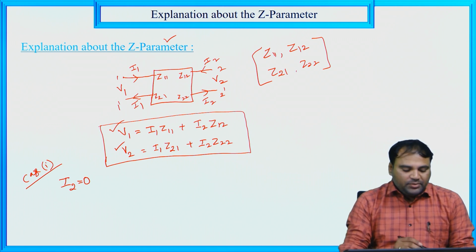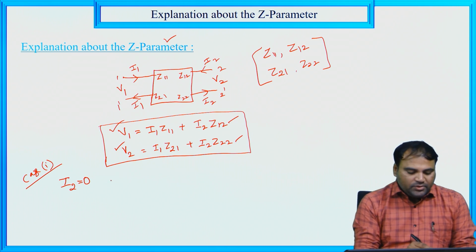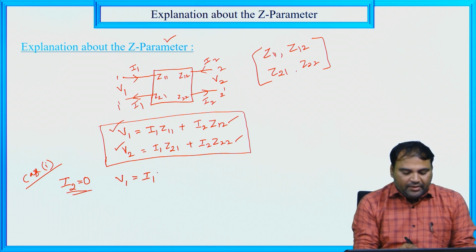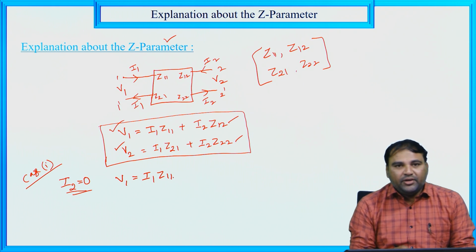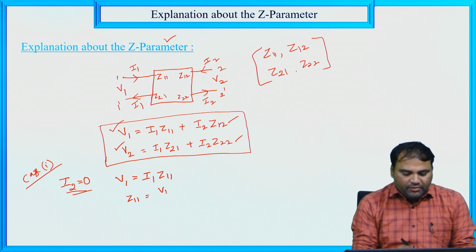Okay. So substitute I2 equal to 0 in this equation. So we are having I2 here and I2 here. Substitute in these two equations. So we'll get V1 equal to I1 Z11 plus I2 is 0, so 0 into Z12 is 0. So then Z11 equal to V1 divided by I1 is the first impedance equation.